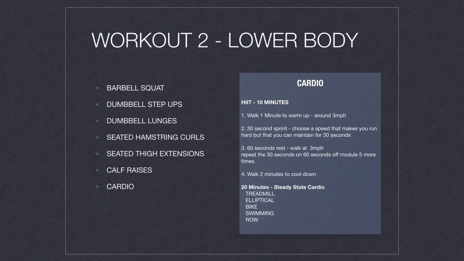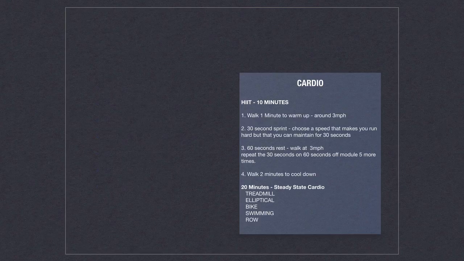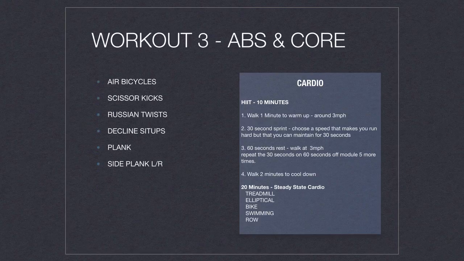Workout 2 will consist of your entire lower body, so we will be hitting your quads, hamstrings, thighs, and calves. Again, you will hit 2 exercises for each body part, performing 2 sets of each exercise. Workout 3 will tackle the upper, middle, and lower abs, as well as your obliques and core.